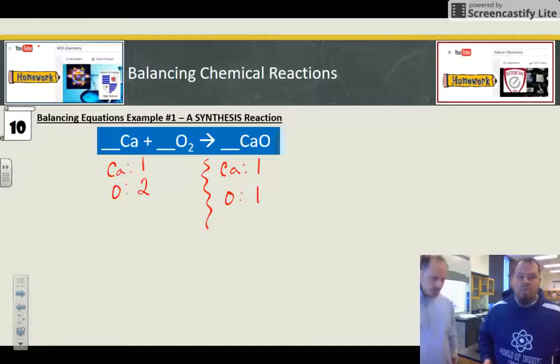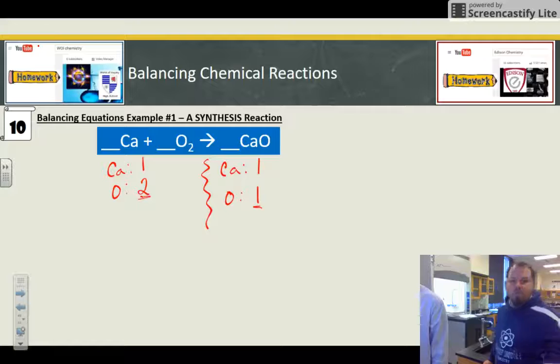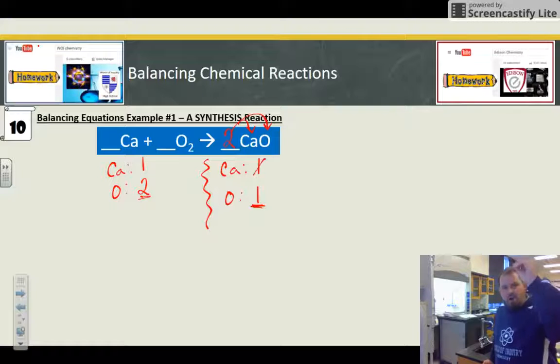They do not match. And so we need to balance out the one that doesn't match. What do I need to multiply the 1 O by to get it up to 2? 1 times 2. So this is what you need to religiously do: put in the coefficient first. Now redistribute and recount. So now Ca becomes 2 and O becomes 2.